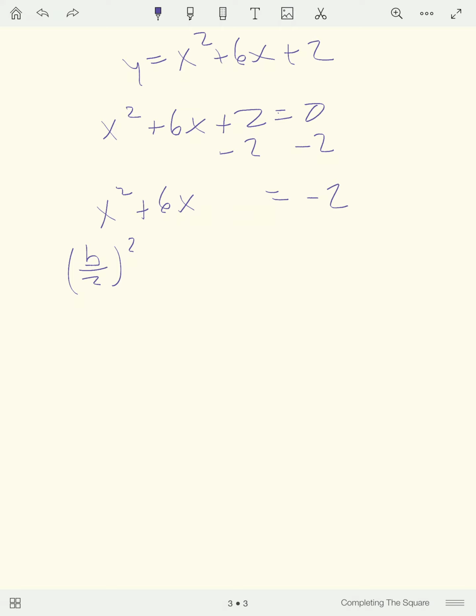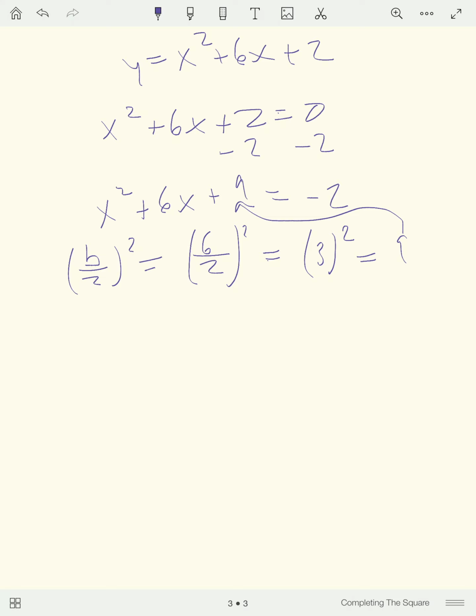So in this case, our b over 2 squared is going to equal 6 over 2 squared. Let's go ahead and simplify that fraction in the middle first. That's going to give us 3 squared, which of course equals 9. So that 9 is going to come back right here. We are going to add a positive 9 in that space.